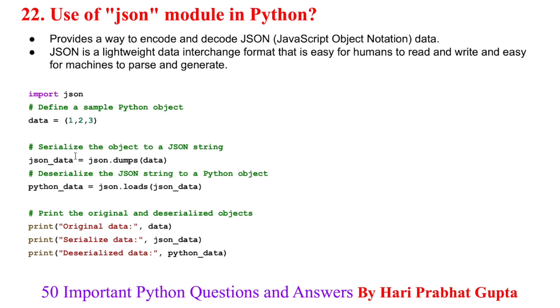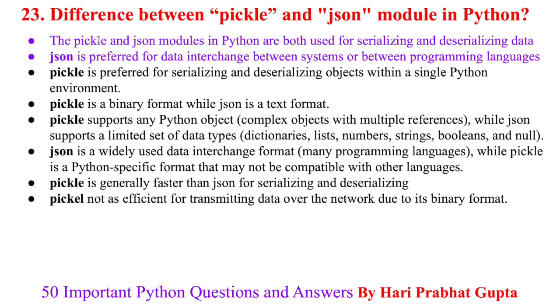And here in this program, a simple Python object data is defined as a tuple 1, 2, 3. The json.dumps function is used to convert this object into a JSON string, which is stored in the json_data variable, and then the json.loads function is used to convert the JSON string back to a Python object, which is stored in another variable. And finally the print function is used to display the original Python object, the serialized JSON data, and the deserialized Python object.